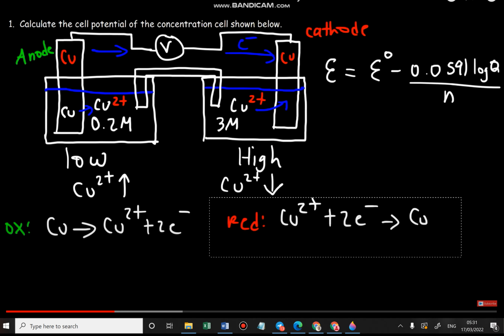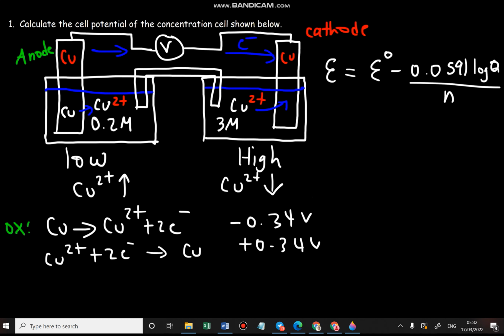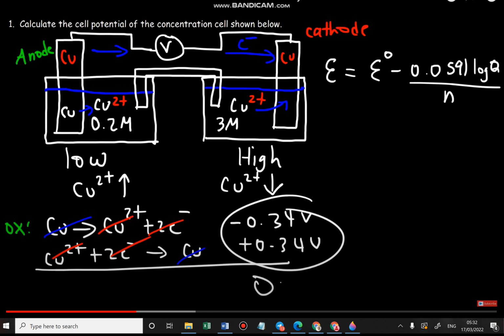So let me erase this one. For this oxidation reaction, the cell potential is negative 0.34. And for the reduction of copper, the standard cell potential is positive 0.34. And this is when copper has a concentration of 1 M, because we're dealing with the standard cell potentials. So these will cancel, these will cancel, this will cancel. And so the cell potential, if you add these two, will be 0. So that's the standard cell value.